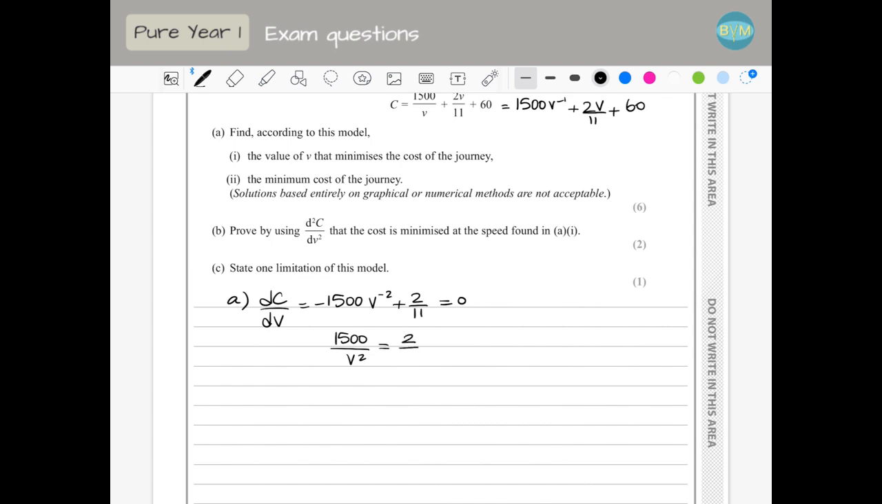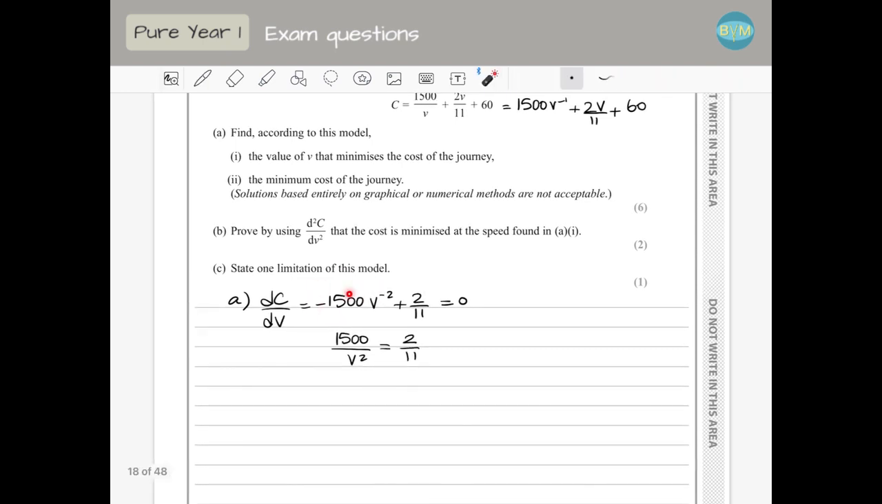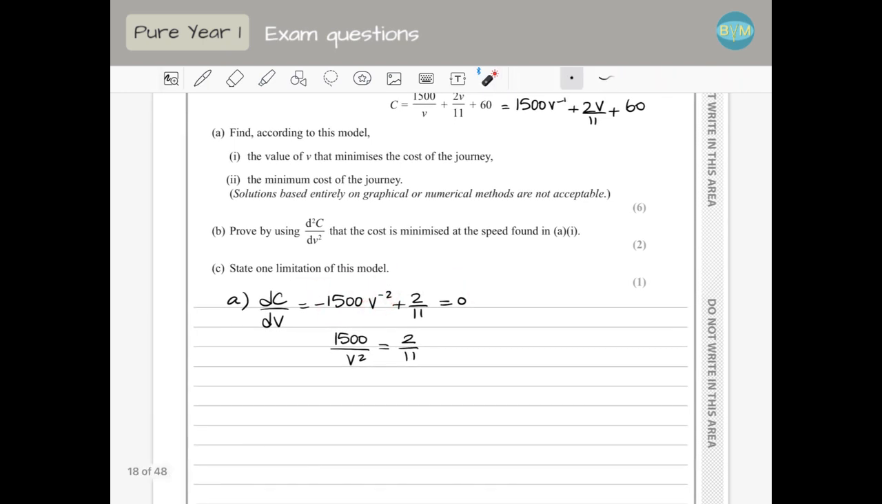I'm going to make this equal to 0, which means, writing just one side, 1,500 over v squared is going to be 2 over 11. I'm going to bring this back to the denominator because I think it's clearer to solve it. Then I can say that v squared is going to be 1,500 divided by 2 times 11, which is 8,250.